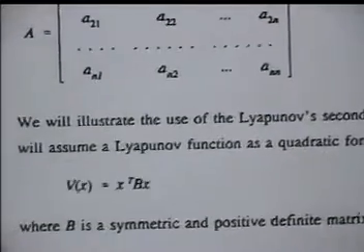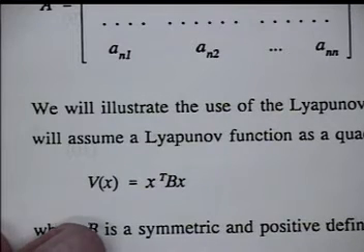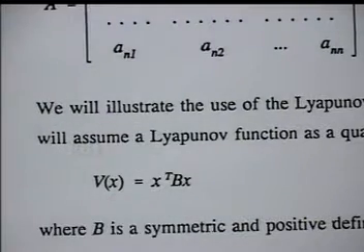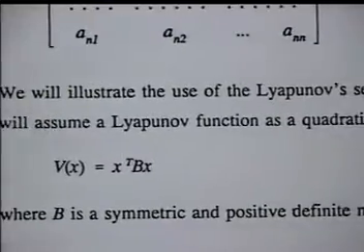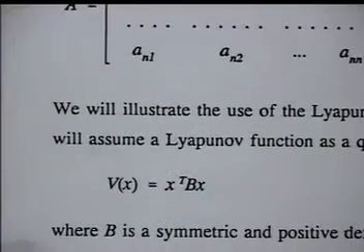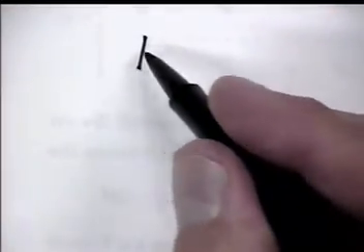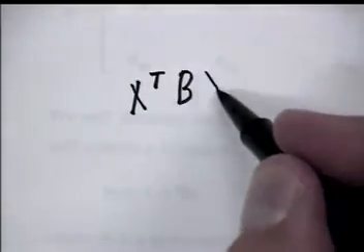And for this system, we will construct some function, V of x, that is the Lyapunov function, that equals x transpose Bx, where B is a symmetric and positive definite matrix that we don't know yet. Now, what is this writing actually? I will just write it down. So this is x transpose Bx. Let us calculate first Bx.